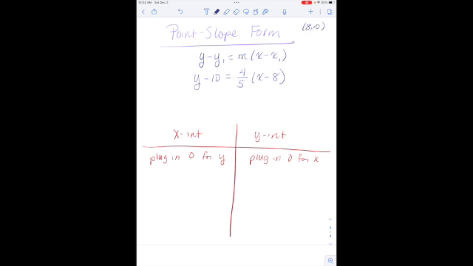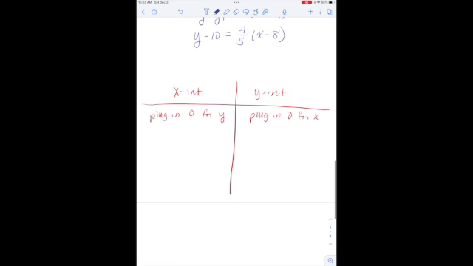However, that's not an intercept, right? Because the x value is 8, the y value is 10. In order for something to be an intercept, one of those would have to be 0. So let's go ahead and do the same exact process. And you'll see one of them, again, we have to do a little bit more work, and the other one's going to work out pretty nicely. So let's find the x-intercept first. So I want to plug in 0 for y. So that would be 0 minus 10 equals 4 over 5 times x minus 8.